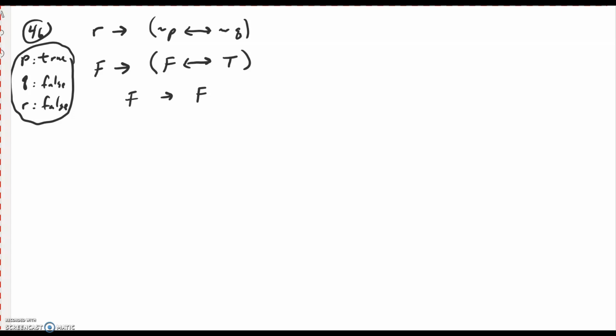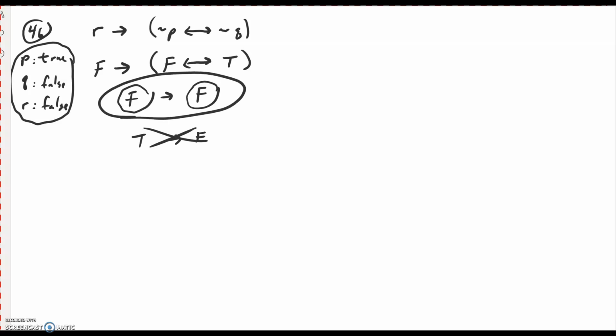And if you have a promise where the condition of the promise is not met, then it doesn't matter whether you perform the required consequence or not. The only way a promise can be false is if there's a true and a false. And so this is, believe it or not, true, which is probably the weirdest part of the problem.